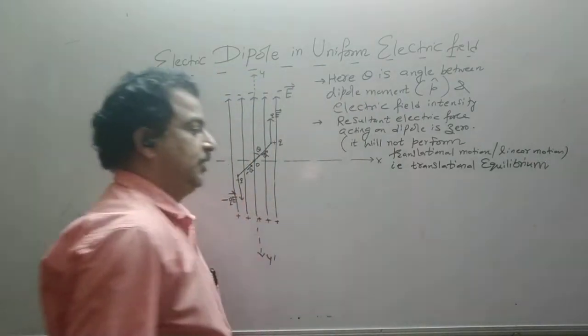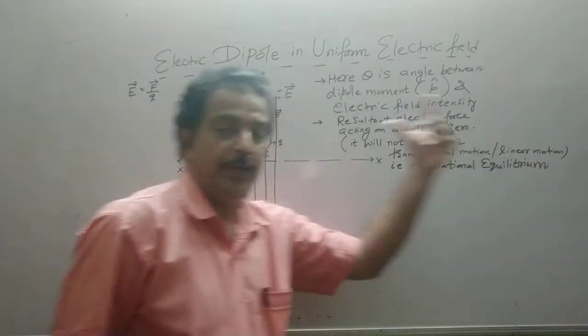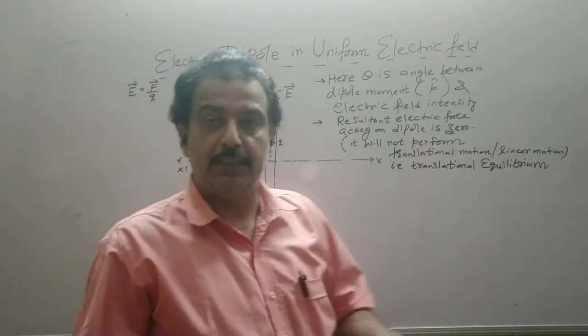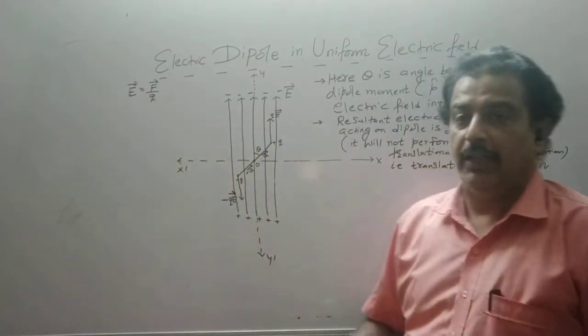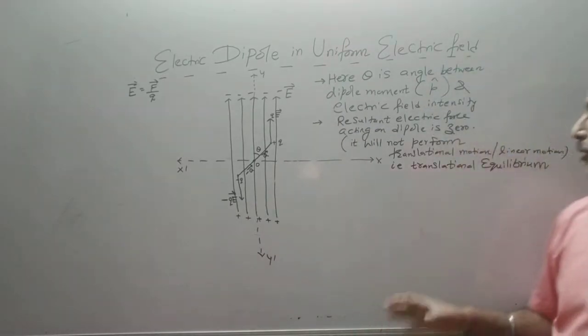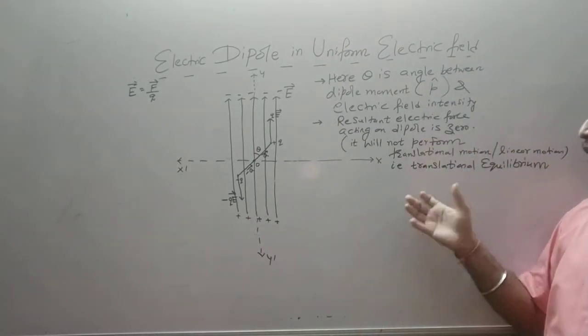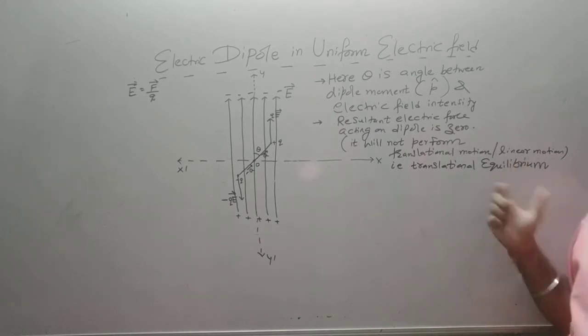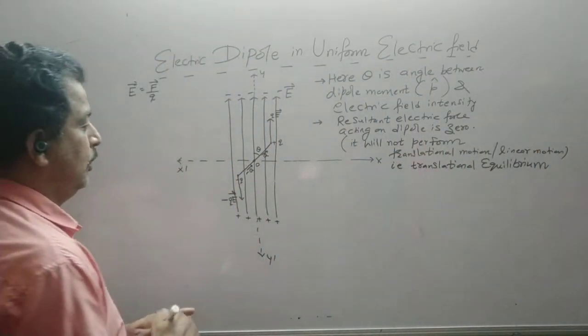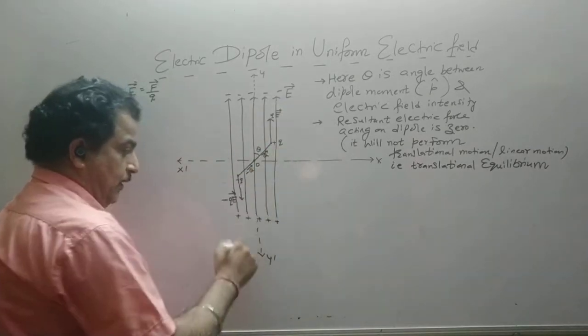So this condition is known as the translational equilibrium condition. So what is the first conclusion, or what is the behavior of a dipole? When the dipole is placed in a uniform electric field, it will not perform translational motion, or you say it is in translational equilibrium position.